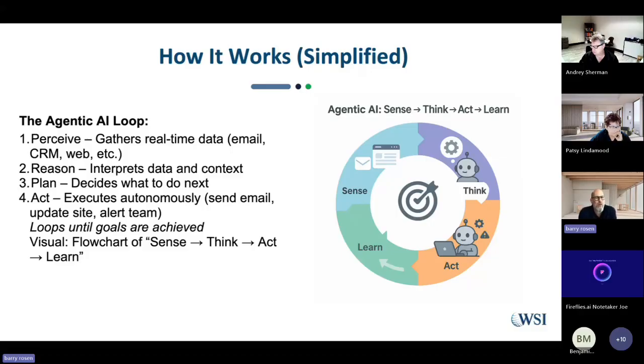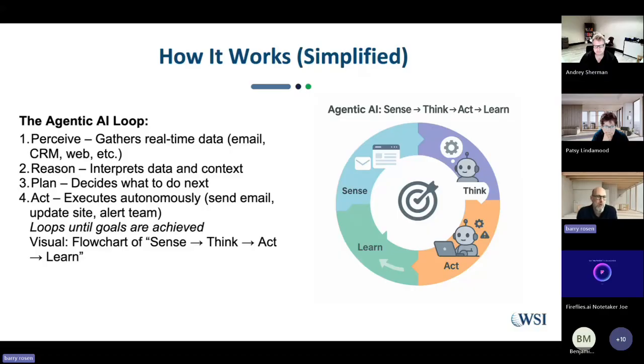Then what's different is that this is going to be able to decide what to do next. It's going to be able to plan on its own. And then finally, it's going to be able to act. And that's the key difference between ChatGPT or an LLM and an agentic AI: the ability for the agentic AI to go out and execute autonomously. And it will do this until the goal is achieved. It doesn't stop until the ultimate goal is achieved.